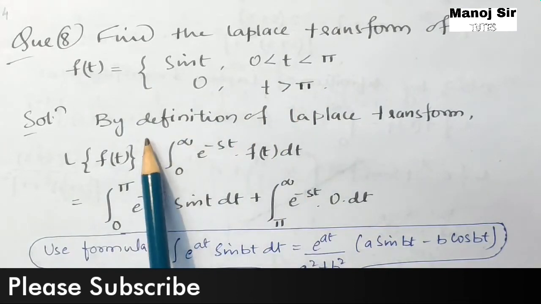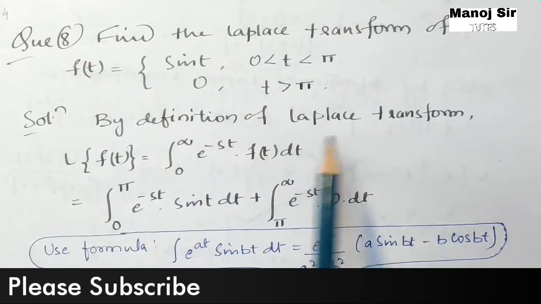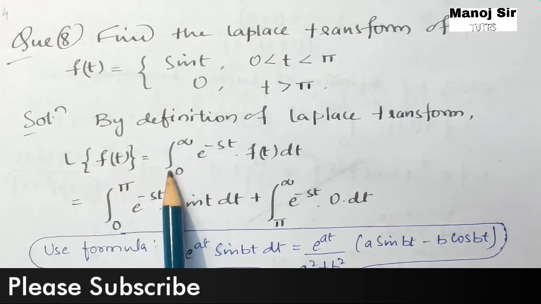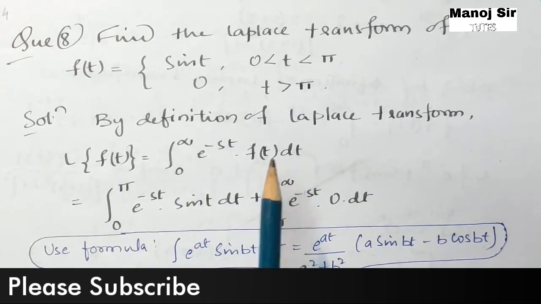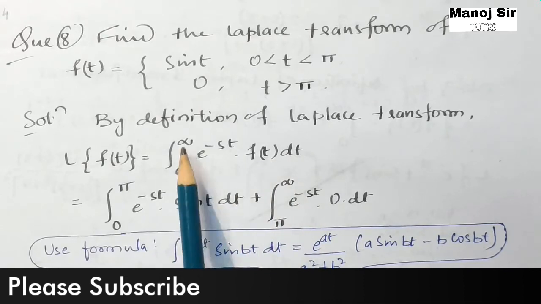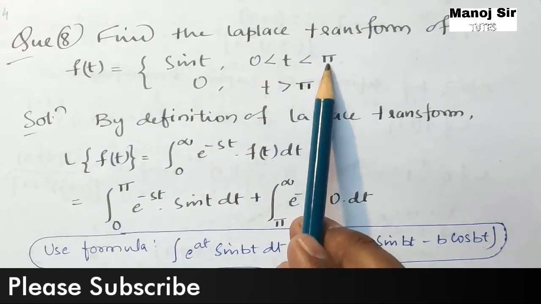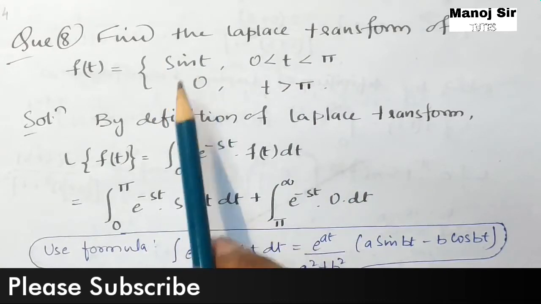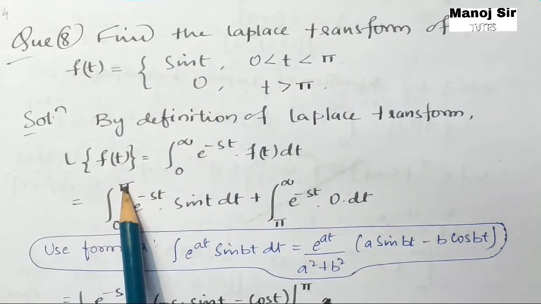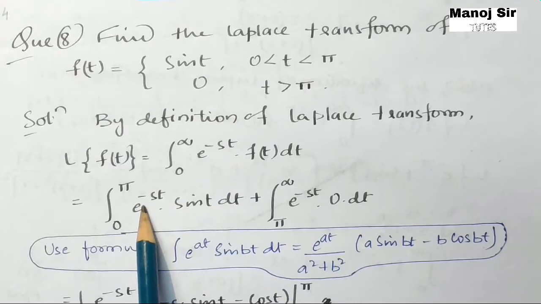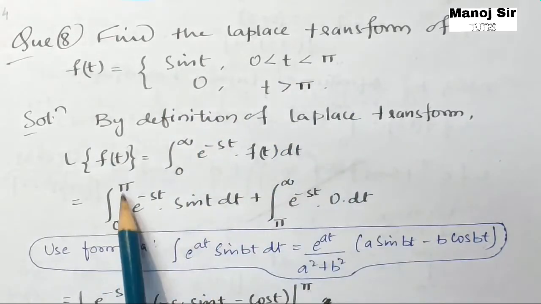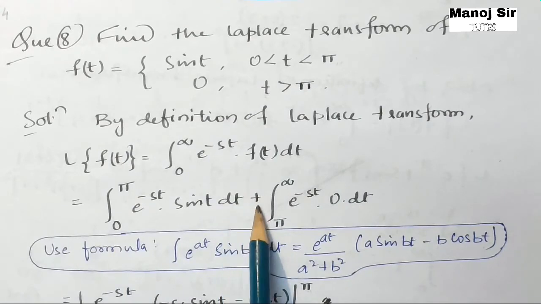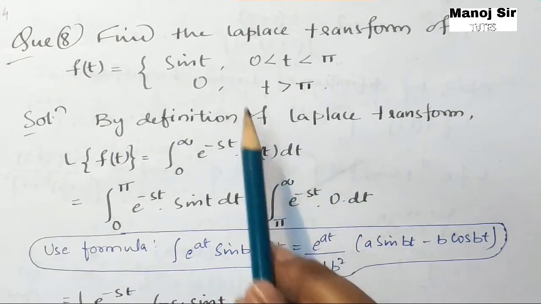So by using the definition of Laplace transform we have Laplace of f of t equals the integration from 0 to infinity of e to the power minus st into f of t dt. Here the limit is from 0 to infinity, but from 0 to pi we have the function f of t, that is sine t. So integration from 0 to pi, e to the power minus st will be as it is, and the function f of t will be sine t because the limit is from 0 to pi, again dt, then plus the integral from pi to infinity.